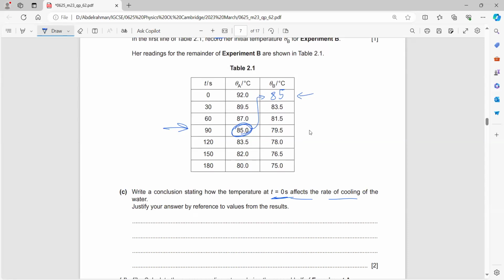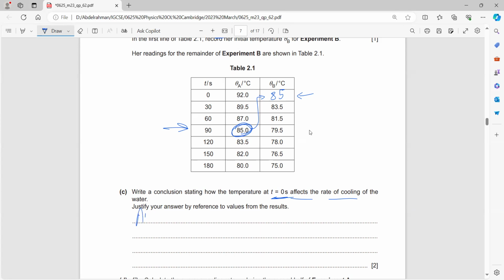Any ideas? Okay. Yes. Justify your answer. As the initial temperature decreases, the rate of cooling also decreases.